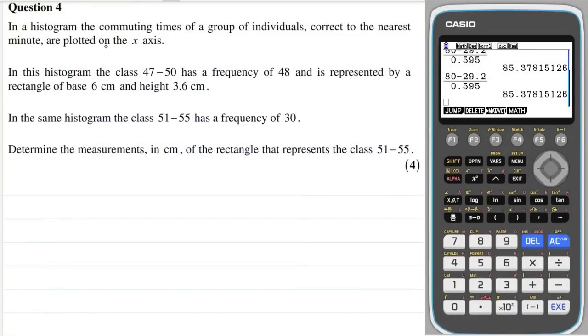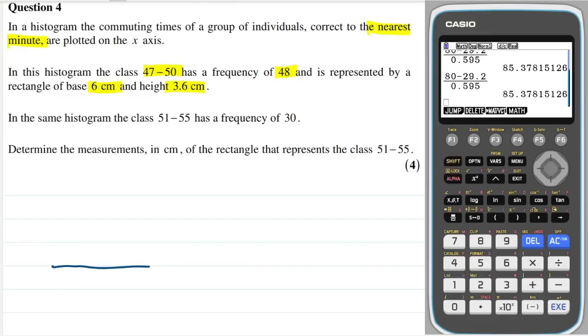Question number 4, we've got a histogram. The commuting times of individuals closest to the nearest minute are plotted on the x-axis. That's important, closest to the nearest minute. In the histogram, the class of 47 to 50 has a frequency of 48 and is represented by a rectangle of base 6 and height 3.6.